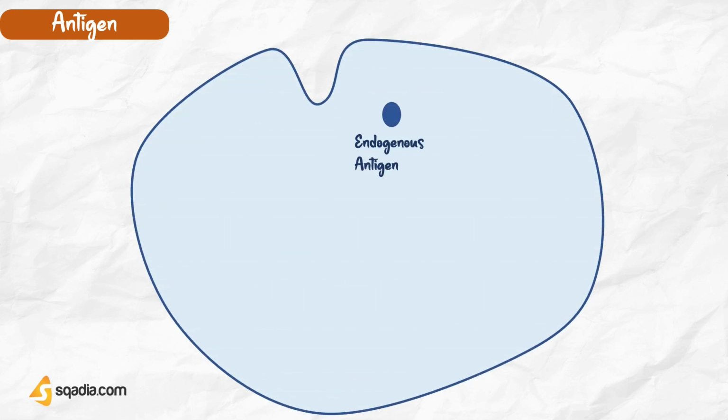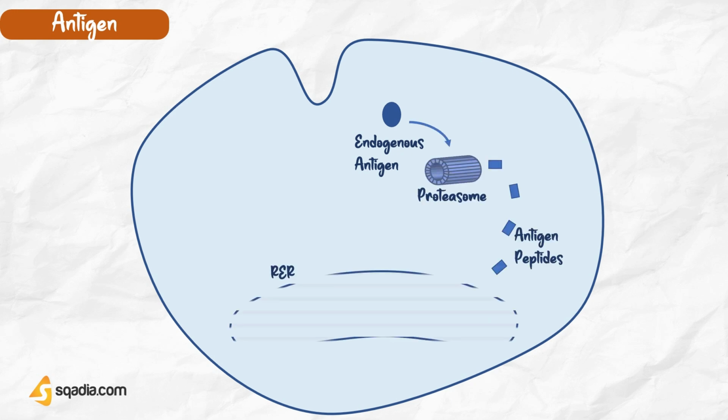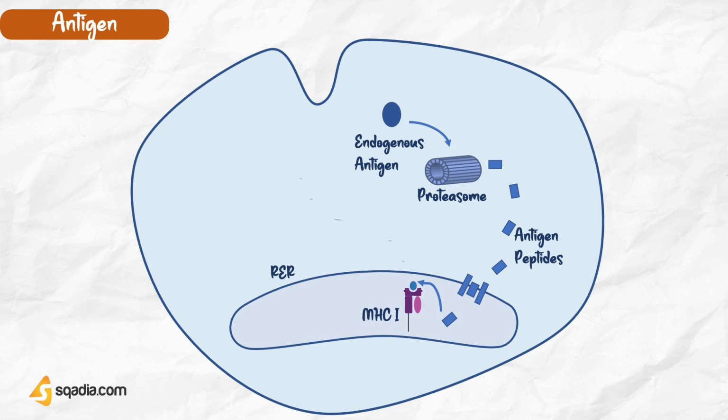Endogenous antigen produced within the cell is degraded in proteasomes, and antigenic peptides are transported to the RER, where they associate with the class I molecule being assembled. The class I molecule bearing the antigenic peptide is then transported to the cell surface and presents the antigenic peptide.